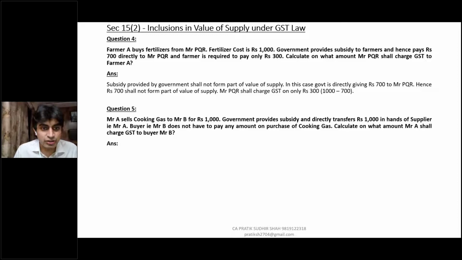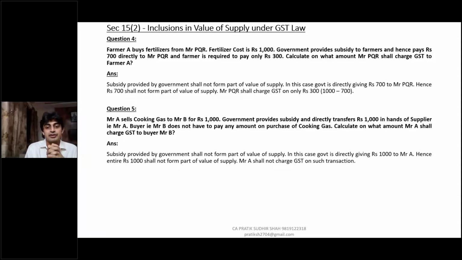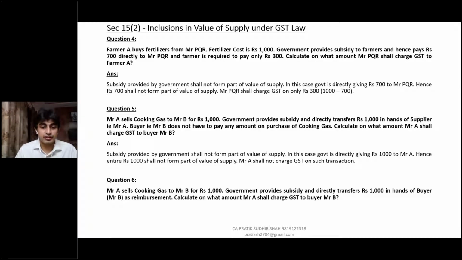Will there be GST or not? पूरा का पूरा government has given the subsidy. So in this case, entire 1000 shall not form part of the value. Mr. A cannot charge GST because 100% subsidy is there. So GST आएगा ही नहीं.